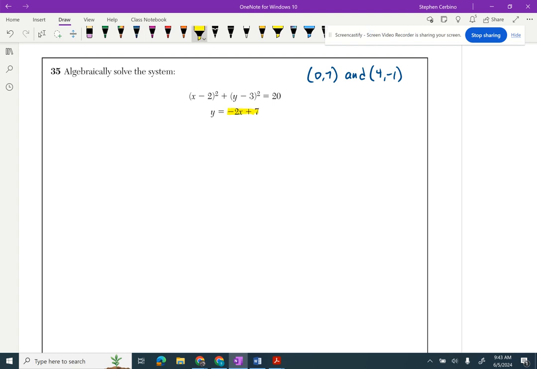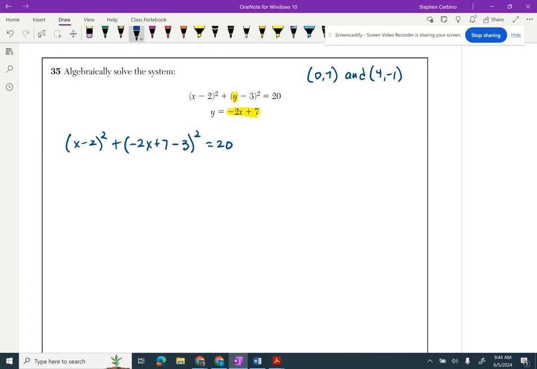So I'm going to replace negative 2x plus 7 for the y in the other equation. They're equivalent, so we can do that. So I'm going to rewrite (x minus 2) squared plus, instead of y, I'm going to put (negative 2x plus 7 minus 3) squared equals 20. And then I have to use my algebra skills to try and solve this.